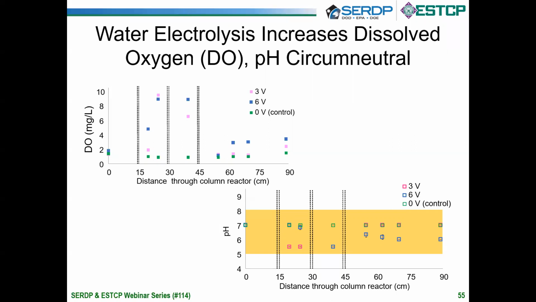We also looked at the pH range, of course. That's what you see on the bottom right. And what I try to indicate here with this orange field is the optimum pH range for CV1190. And then you see that under all conditions applied, 0 volts, that would be our control, and 3 and 6 volts applied, the bulk pH stayed circumneutral and conducive to biological growth.